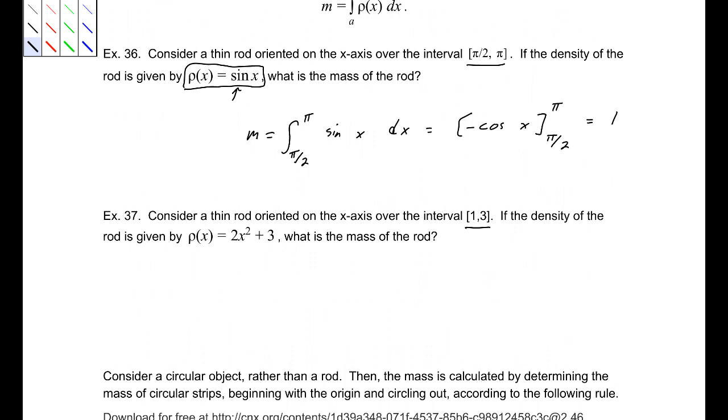Next, consider a thin rod oriented on the x-axis over the interval 1 to 3. If the density of the rod is given by rho of x equals 2x squared plus 3, what's the mass? Again, based on our formula, our mass is the integral from 1 to 3 of rho of x, 2x squared plus 3, dx. That quantity is our integrand. That is going to integrate as 2/3 x cubed, using our inverse power rule, plus 3x evaluated from 1 to 3. Again, the algebra is up to you, and this should be 70 over 3.